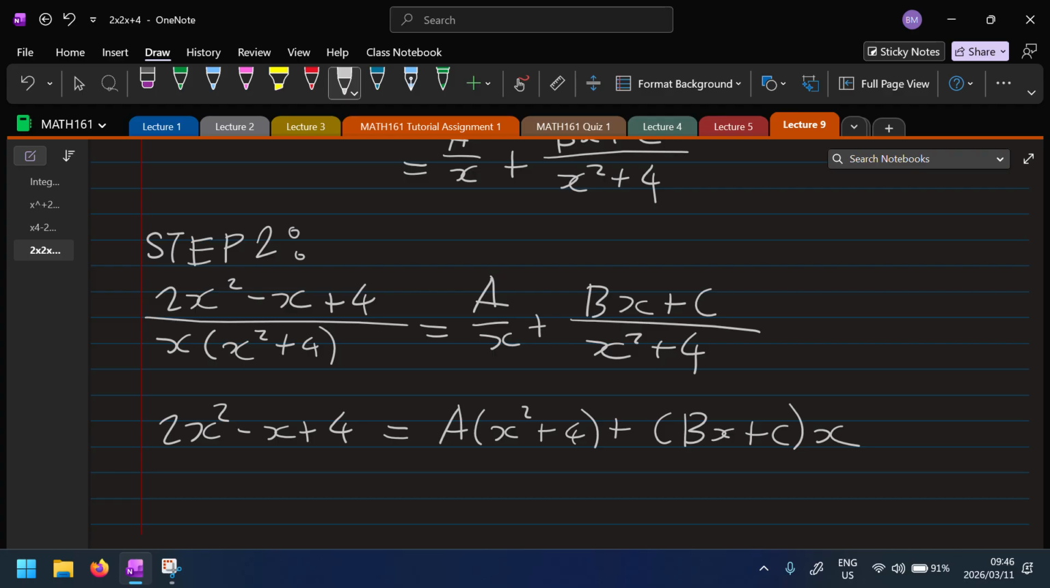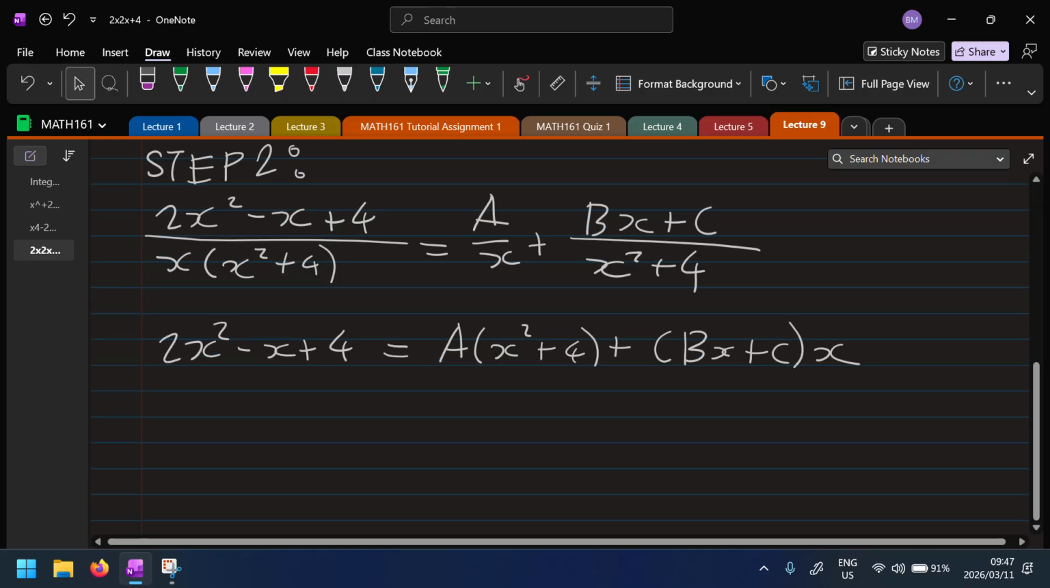Okay, now for this one, you can choose the x values like we did before, right? You can choose x to be 0 or whatever, but this one is actually easier to do with that other method. Okay, so we're going to expand everything out and then compare the coefficients. Again, you don't have to. You can let x be 0, you can let x be 1 and solve it that way. This other way we'll see is actually easier.